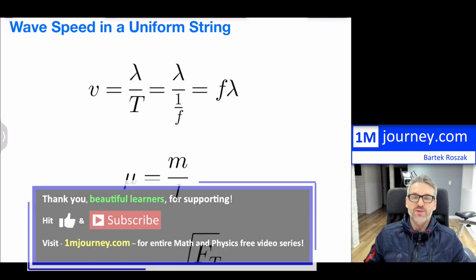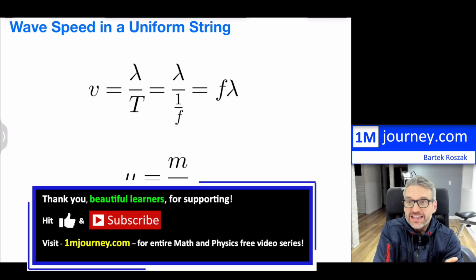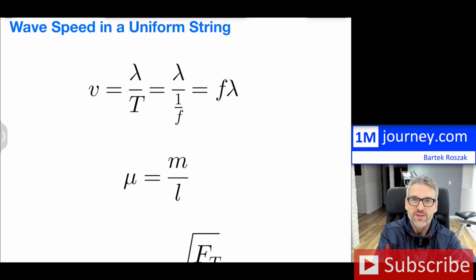Welcome back. So, a wave and its speed in a uniform string. Now what do we mean by a uniform string? Think of a guitar string that you can actually play music with. That guitar string can be vibrated, plucked back and forth. And by uniform, we are referring to the fact that it has pretty much the same thickness throughout and it has the same density.